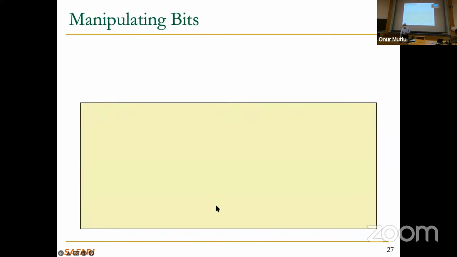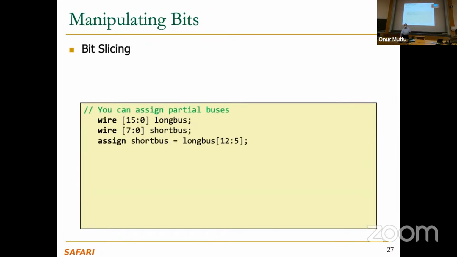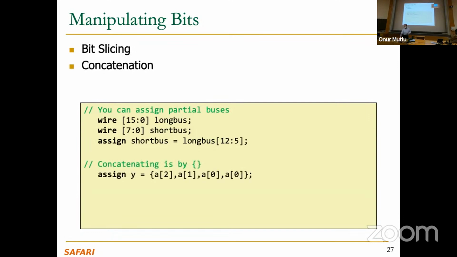Okay. So let's talk about manipulating bits. This is also called bit slicing. Basically, we'll see concatenation. This is an example of concatenation. So if you have one wire, Y, you can see in this case it is 4 bits. And you can form this 4-bit wire by concatenating these 4 bits: second bit of A, first bit of A, 0th bit of A, and 0th bit of A. These are the least significant bits of A. And this is, I guess, the first and second bit. So you're basically taking it from somewhere.